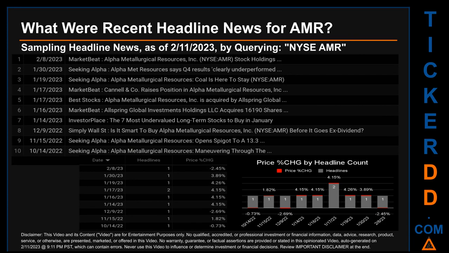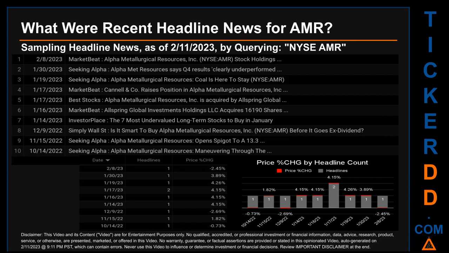The latest publication was Wednesday, February 8, 2023, when MarketBeat published the headline that read, Alpha Metallurgical Resources, Stock Holdings. The oldest publication was on Friday, October 14, 2022, 4 months and 28 days ago, when Seeking Alpha published the headline that read, Alpha Metallurgical Resources, Maneuvering Through the.